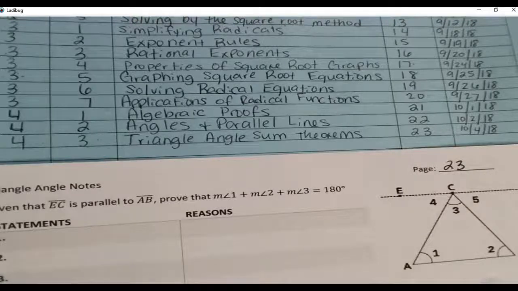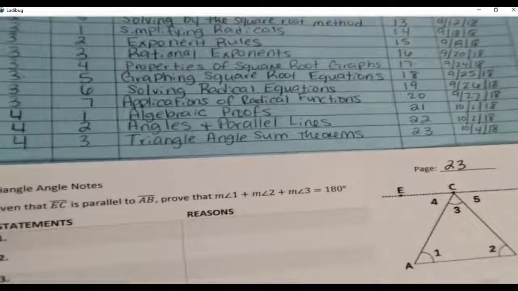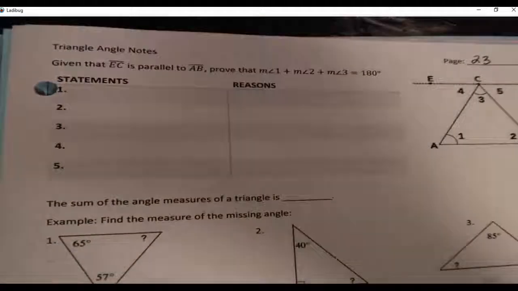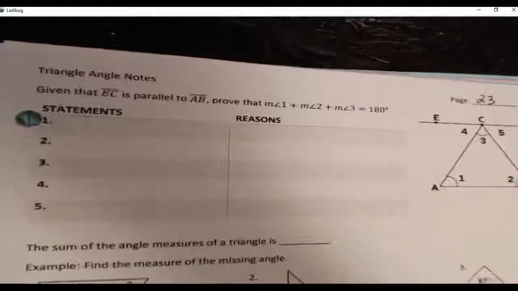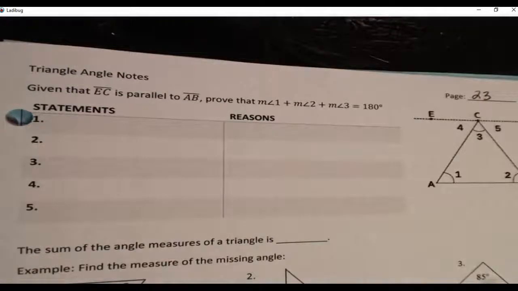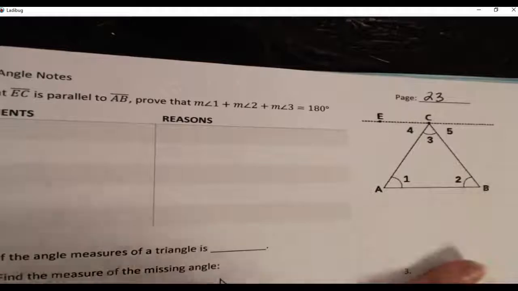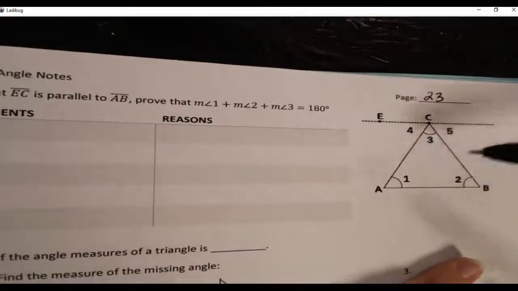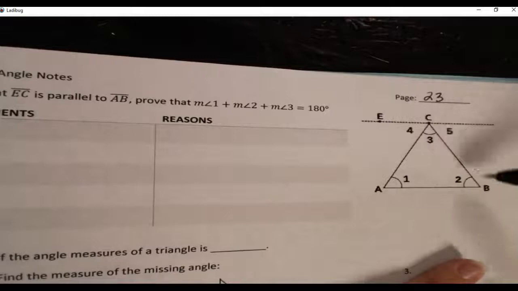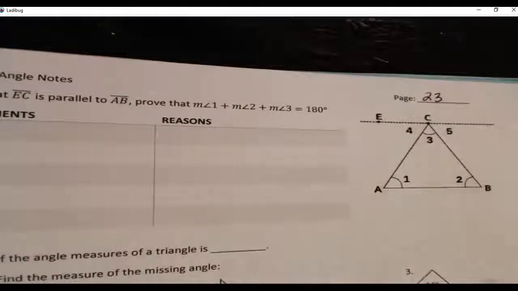So we're talking about triangle angle sum theorems, and there are two of them. One of them talks about the angles inside the triangle, and the other one talks about the angles outside of the triangle. So if we look at this first thing, it tells me that EC is parallel to AB. So this line out here, EC, is parallel to AB. And we want to prove that angle 1 plus angle 2 plus angle 3 equals 180. Which you probably already know, but let's write a little proof for it.